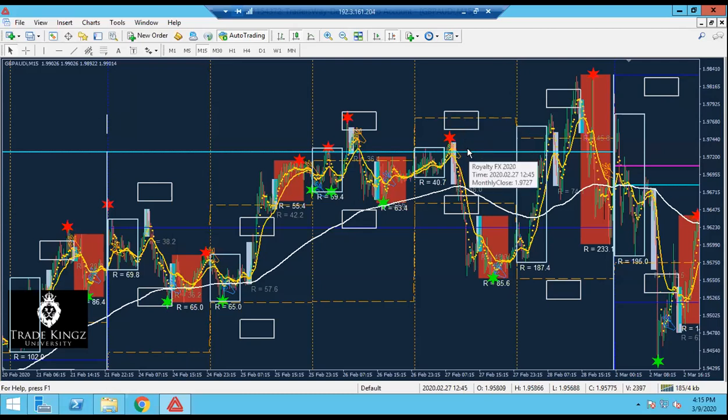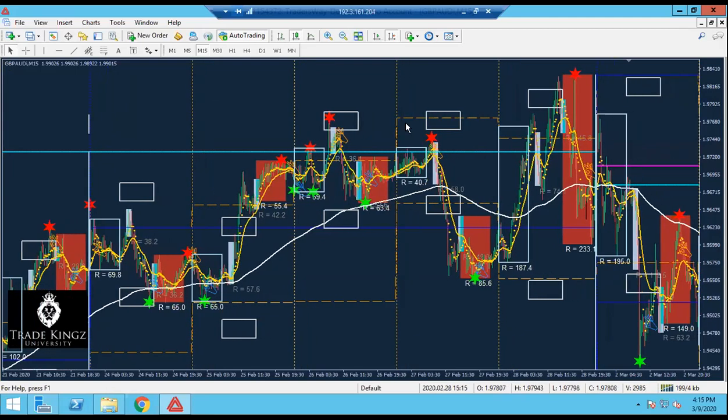Now the baby blue line here is the previous month close price. And you see that this respected the close of, where were we at? So this is February here, okay? So we're looking at February right now. So this was the close of January, right?